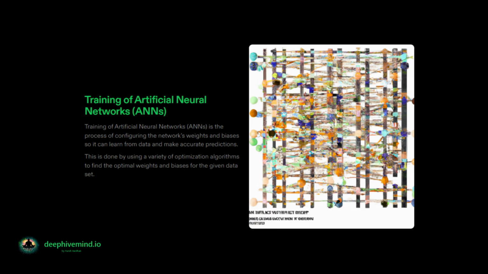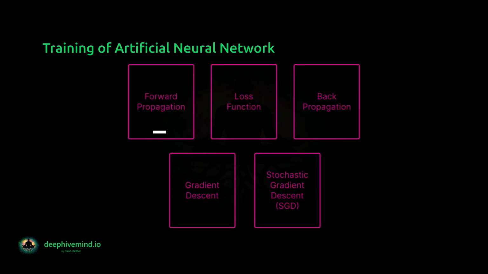Forward propagation. This is the process of passing the input through the network to produce an output. The input is passed through the layers of the network, and the output is produced by the output layer. Loss function. This is a measure of how well the network's output matches the desired output. The goal of training is to minimize the loss function. Common loss functions used in ANNs include mean squared error and cross entropy.